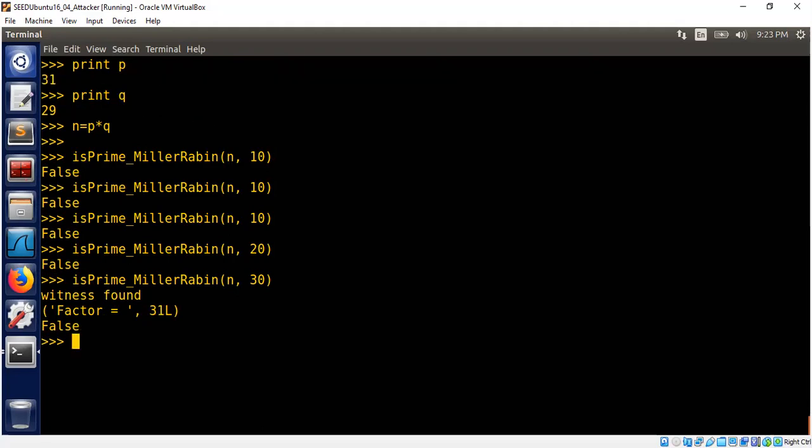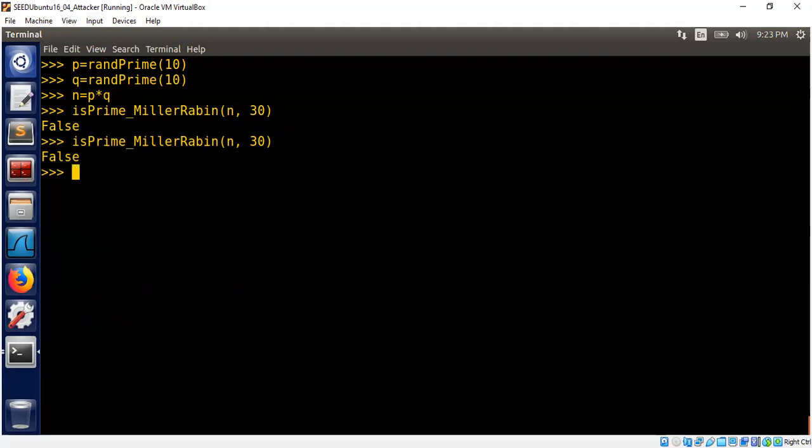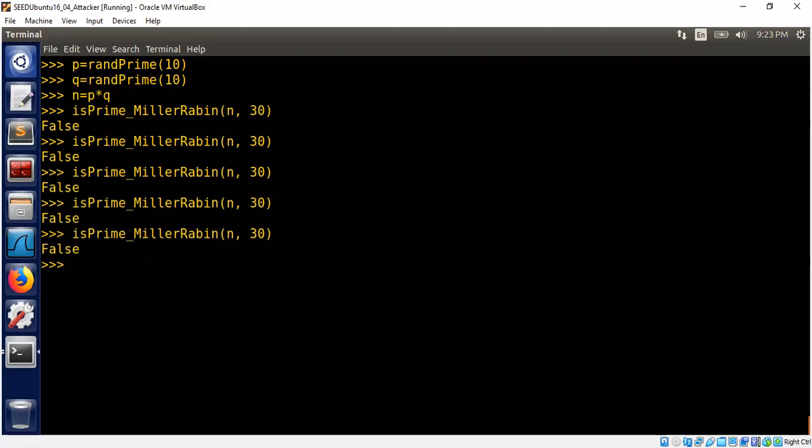Okay, let's do one more thing now. Let's create something much bigger. Let's create a 10-bit prime and another 10-bit prime, right? And multiply them. It says false. So it clearly says it's not a prime number, but it was not able to tell us the prime factor. Why don't I write a little loop and see whether somewhere in the loop it is able to successfully find the factor. Let me run this 25 times.